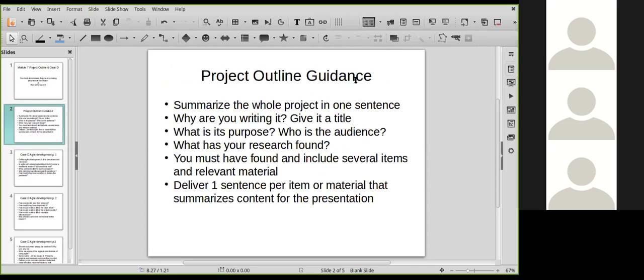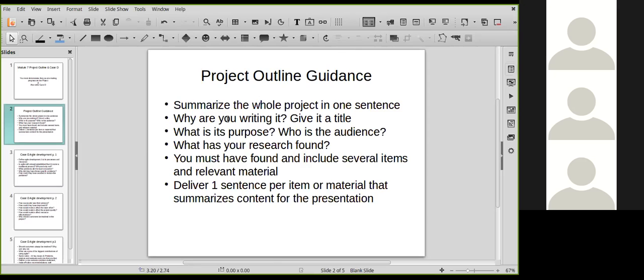There's no specific formatting required, but here's what you'll need to do for your outline. Summarize your project in one sentence. Just a one-sentence summary. Put that in your outline.